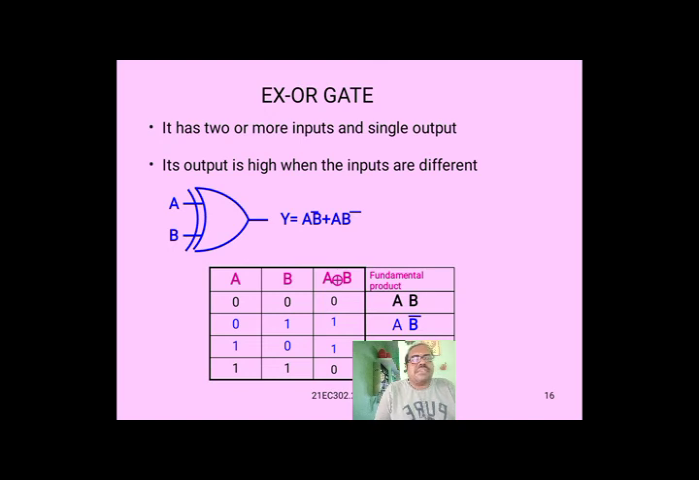Here the truth table is also given. Input 0 0 means output 0. Input 0 1 means output 1. Input 1 0 means output 1. Input 1 1 means output 0. Okay. So the output is 0 1 1 0.